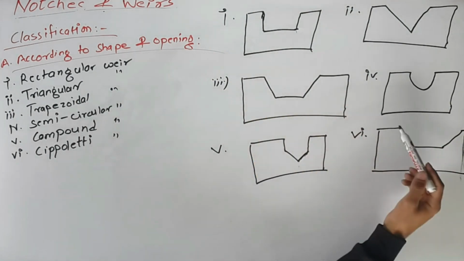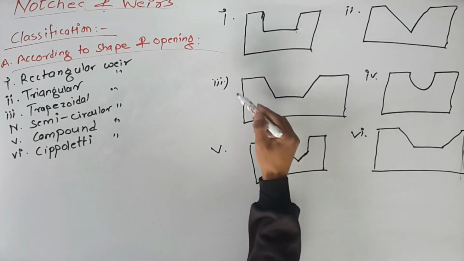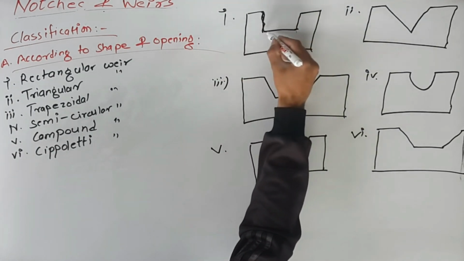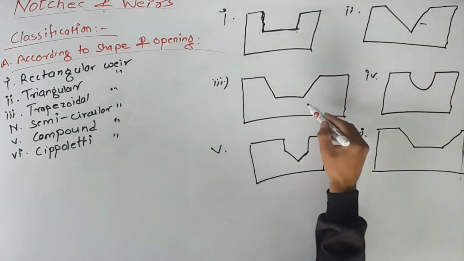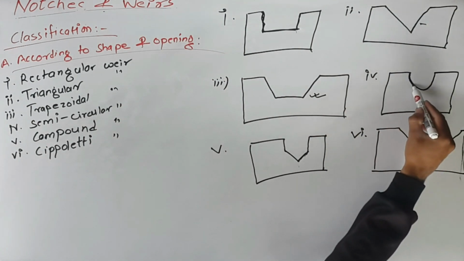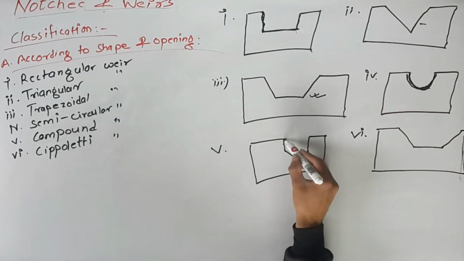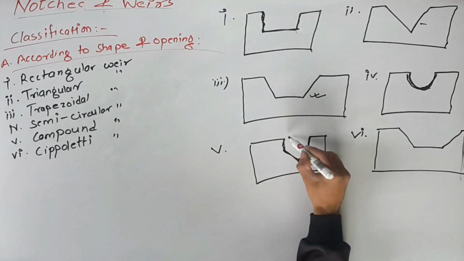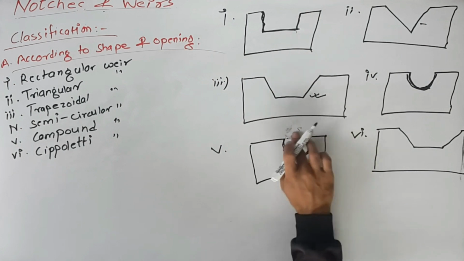Here I have drawn the figures of six types of weirs or notches. First one is the rectangular weir. Its cross section is of rectangular shape, and this is of triangular shape, and this is of trapezoidal shape, and this is semicircular. Here is a semicircle, and this is like a hexagon, so it is called compound.